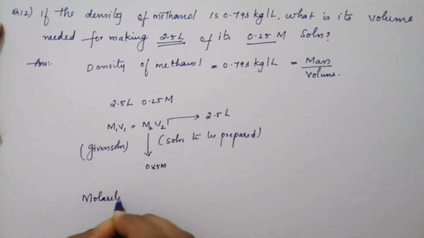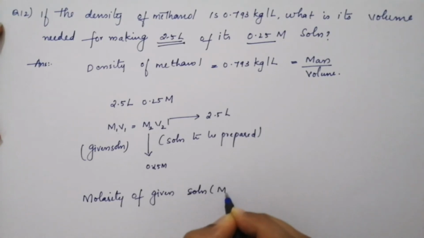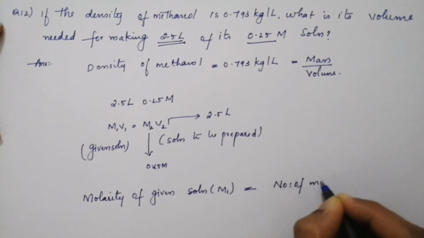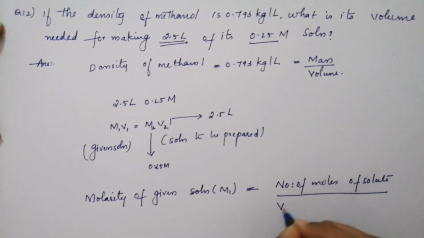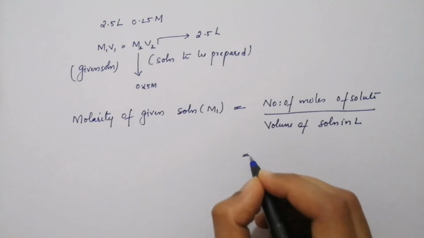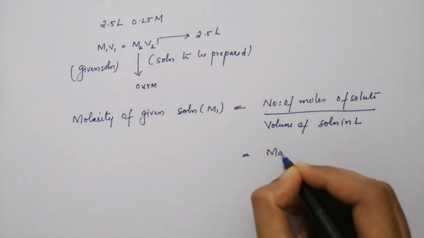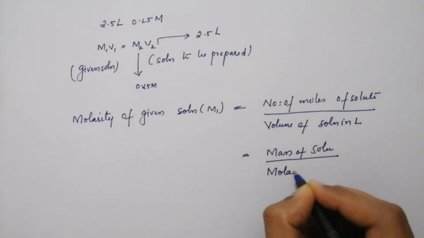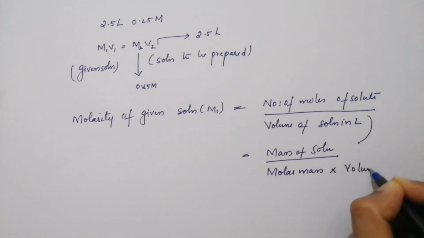So here we are going to calculate the molarity of the given solution, that is M1. To calculate this molarity, we should know number of moles of solute divided by volume of solution in liter. This equation can also be written as number of moles of solute as mass of solute divided by molar mass into this volume of solution.